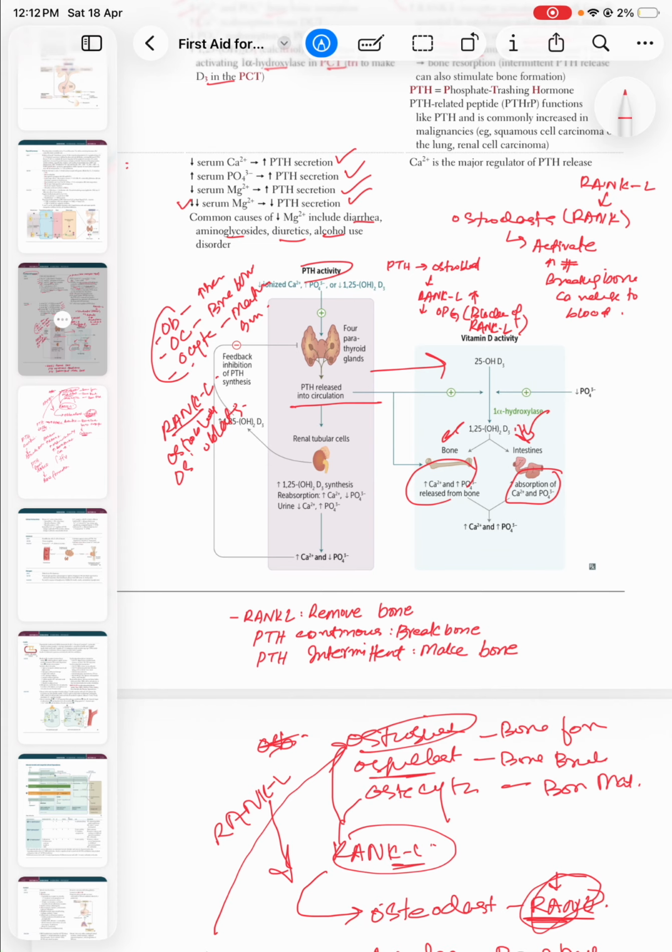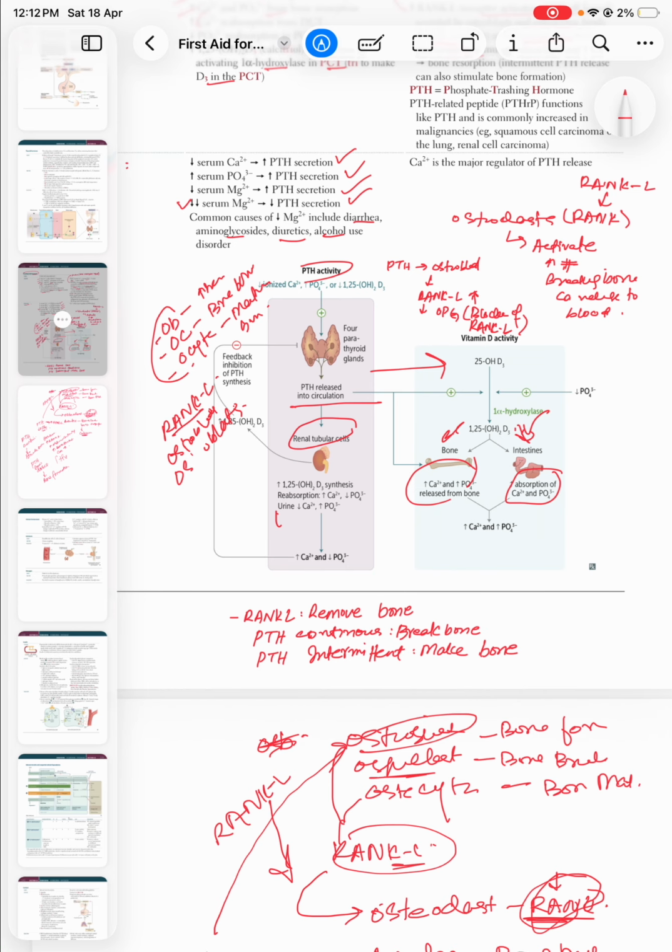Also, PTH released into circulation acts on renal tubules and increases 1,25 hydroxy D synthesis. It leads to reabsorption of calcium and decrease of phosphate, increases the release of phosphates in the urine from the proximal convoluted tubule. So simply, the parathyroid hormone absorbs the calcium and phosphates from the GI tract and the bone, and also the PTH increases the calcium absorption from the kidneys, that is the proximal and distal convoluted tubule, and secretes the phosphates in the urine.